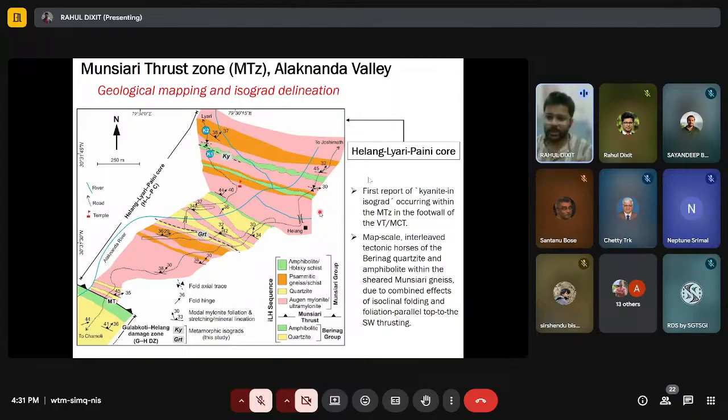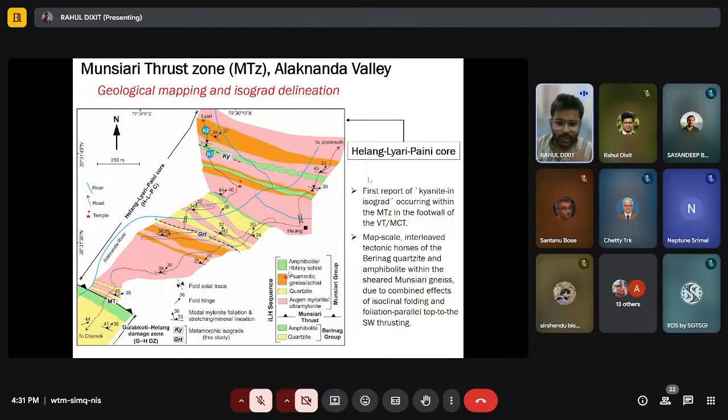So the first occurrence of kyanite in Barrovian metamorphism will mark the location of the Main Central Thrust, and above that thrust we will have all the rocks within the kyanite isograd, and the footwall rocks will be devoid of kyanite.